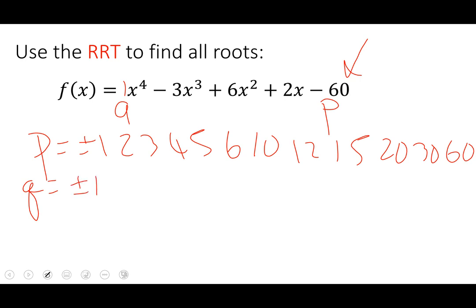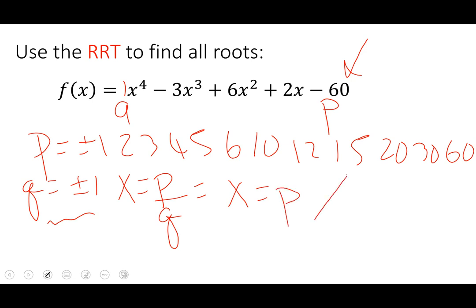When your q is plus or minus 1, then when you go to make your list of x's and you do your p's over your q's, because the q is just equal to plus or minus 1, that means your list of x's just equals your list of p's. So really, there's no need for me to write them again.